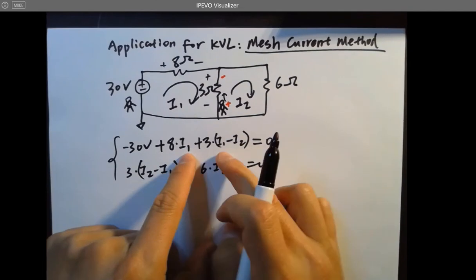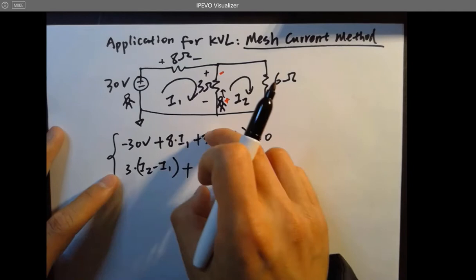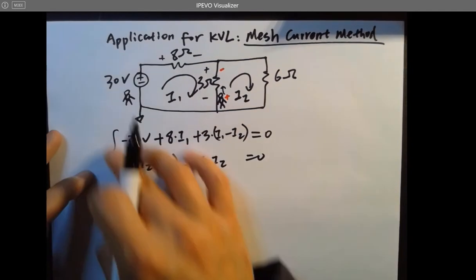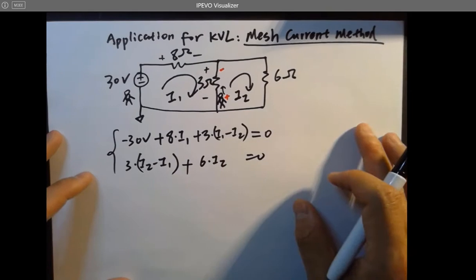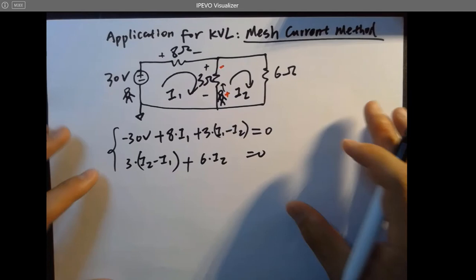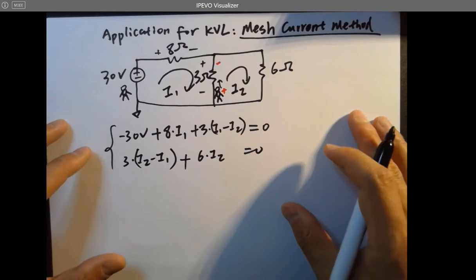You have 2 variables and 2 equations, so you can definitely solve for I1 and I2. I'm not going to show you how to solve this. It shouldn't be that difficult. Just do a substitution, and I'm pretty sure you are able to solve it easily. So that's an example for KVL.